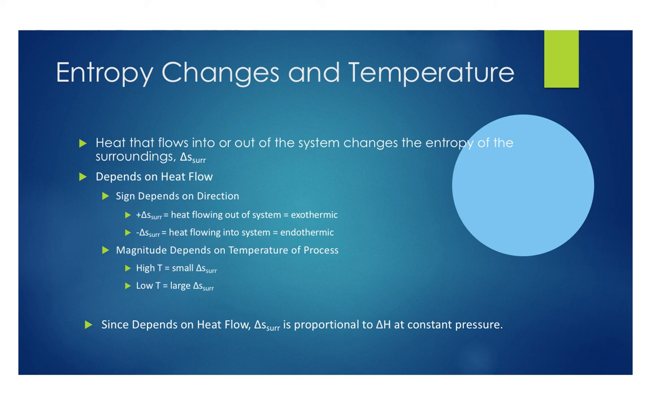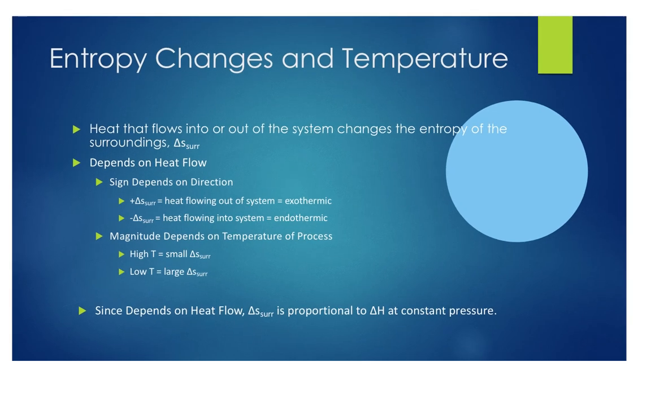The second piece that we need to have in place before we talk about free energy is this idea that heat that flows into or out of the system changes the entropy of the surroundings. If I have a reaction which is exothermic, that is going to move heat out of the system and into the surroundings. Well, if the particles in the surroundings are now moving faster, what have we just done to their entropy? We've created more microstates, and you have a positive change in entropy for the surroundings.